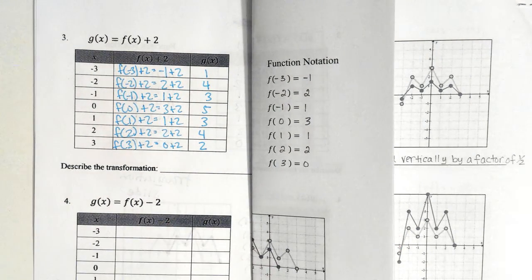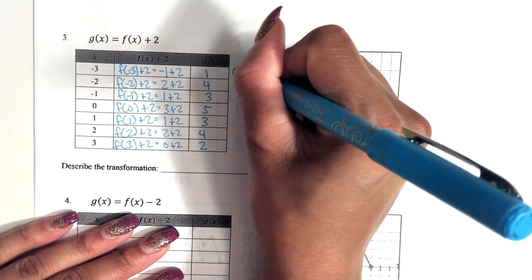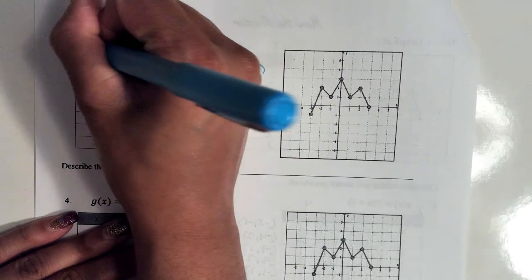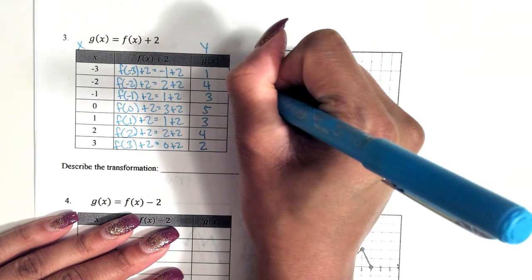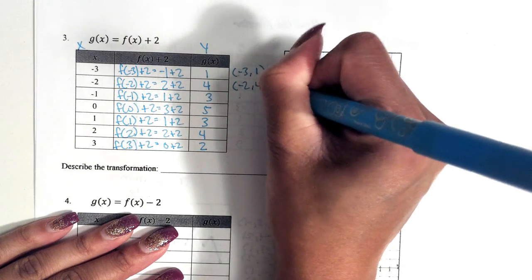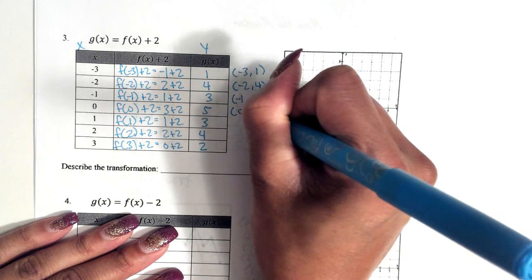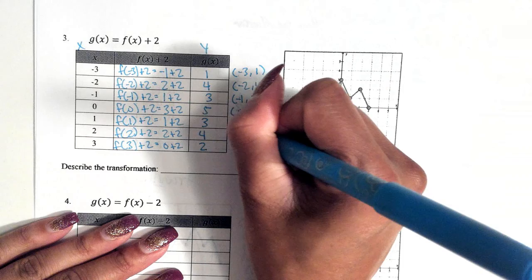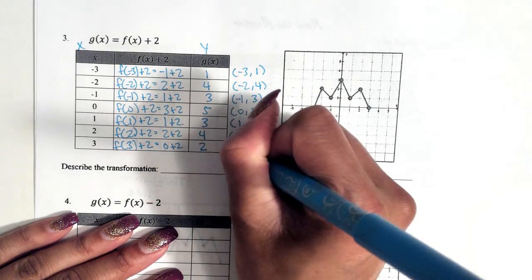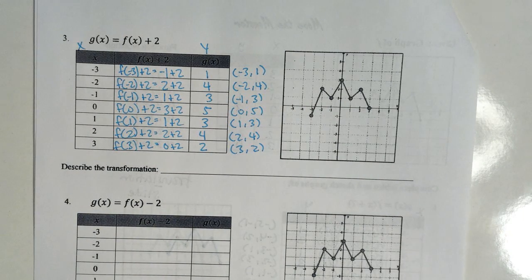So now I'm going to graph my new points. So my new input was -3, and my output now is 1. So remember, new x and y here. So now we have new points. So I have -2, 4 is a new point, -1, 3, 0, 5, 1, 3, 2, 4, and 3, 2. So those are my new points.